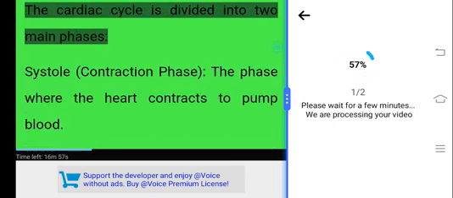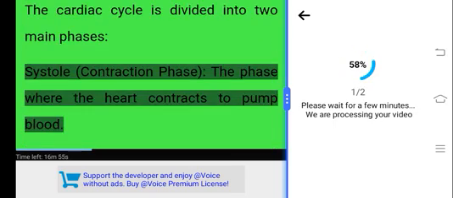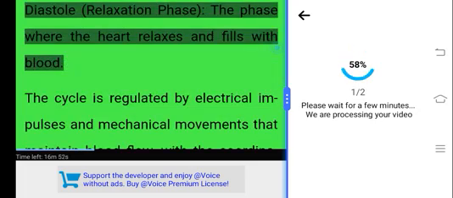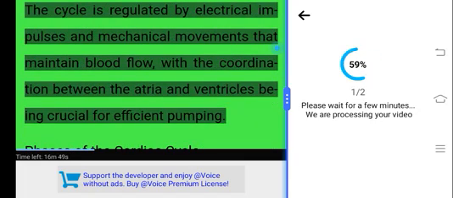The cardiac cycle is divided into two main phases. Systole, the contraction phase, where the heart contracts to pump blood. Diastole, the relaxation phase, where the heart relaxes and fills with blood. The cycle is regulated by electrical impulses and mechanical movements that maintain blood flow, with the coordination between the atria and ventricles being crucial for efficient pumping.